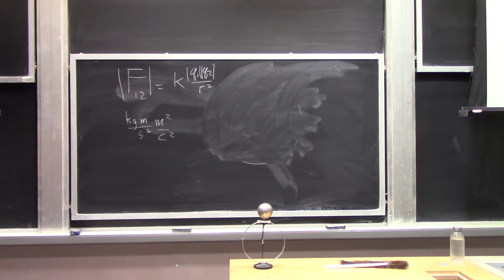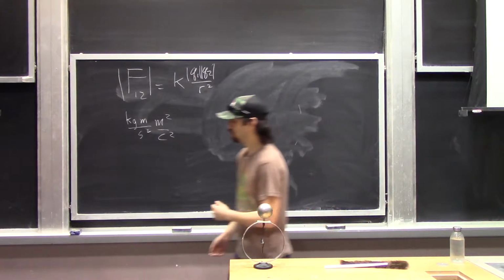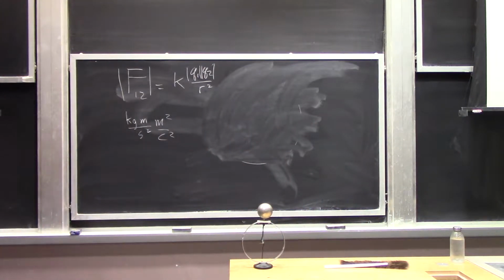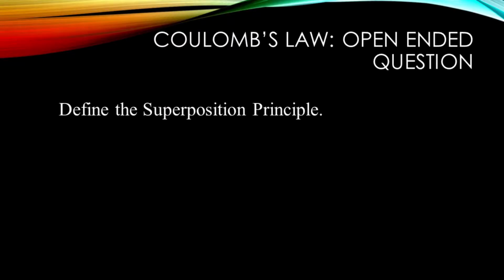Okay, so let's move on to the next question. This one's kind of open-ended, and you can bring in some of your colloquial knowledge of the term, but we want to talk about what's called the superposition principle. So what does superposition mean, and how do you think that's going to apply to these problems that we're trying to solve with Coulomb's law? So go ahead and take a minute or two to talk about that, and we'll discuss as a group afterwards.